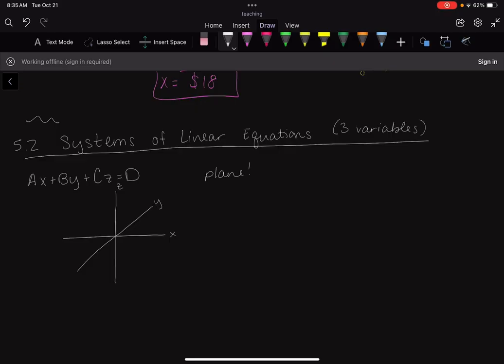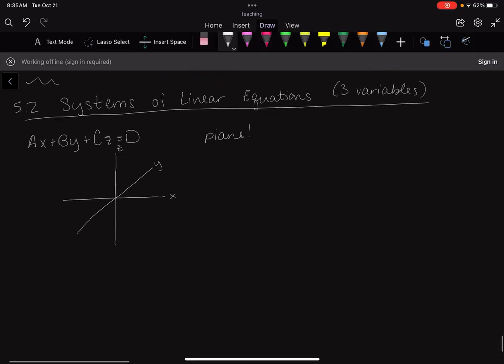Now, there's a few different instances that can happen. Just like with lines, there were three options, right? With lines, they could be the same line, they could be parallel lines, or they could intersect at one point. With planes, we have some different options.